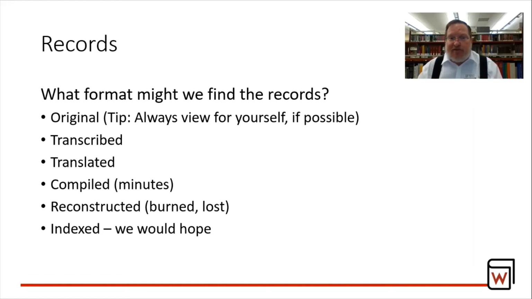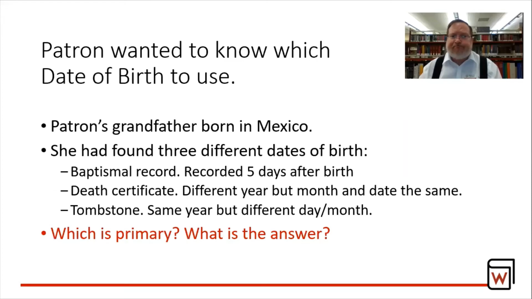So let's talk more about records. They might be in their original form, handwritten. Always try to view the record for yourself if possible. A lot of times with the old handwriting, how that record is transcribed or translated or even compiled, like minutes compiled in the court, maybe even reconstructed or indexed, all depends on that original record. So try to view that record yourself. And then these are other types of ways that you see records.